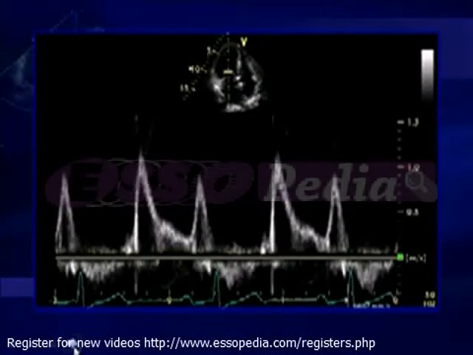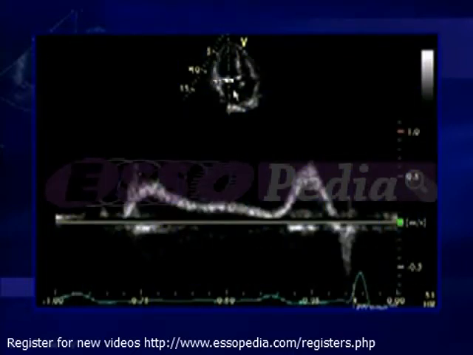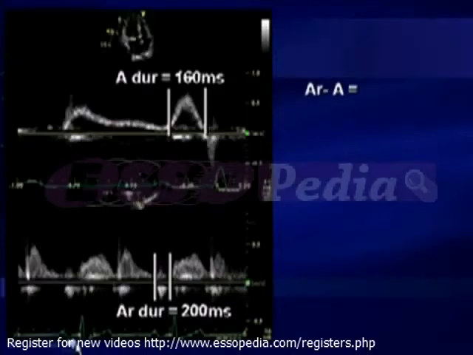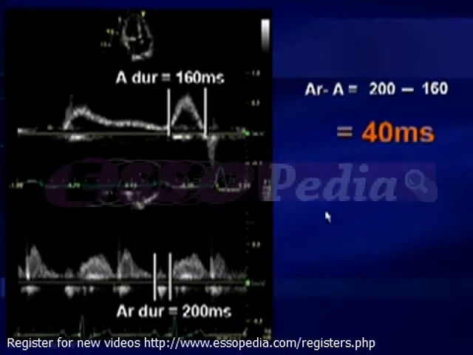Now, when we measure the mitral inflow velocity profile, we measure this with the sample volume at the mitral leaflet tips. When trying to measure the A wave duration, we move this sample volume more to the annulus to get a much clearer demarcation of the mitral A wave duration. So we simply look at the mitral A wave duration in relationship to this pulmonary A wave duration. The difference here being 200 milliseconds, subtracting 160, giving us a value of 40 milliseconds, suggesting that in this individual, again, left ventricular end diastolic pressure is increased.